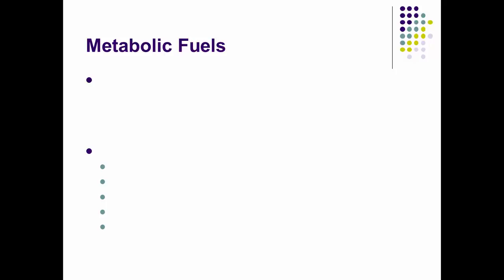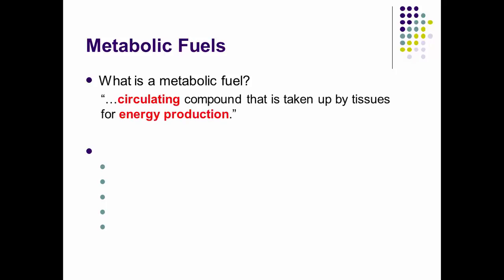First of all, what are the metabolic fuels? The definition is that a metabolic fuel is a circulating compound that can be taken up by tissues for energy production. So two important points to remember: first, a metabolic fuel has to be a circulating compound, meaning it is available in the circulation. And secondly, these compounds can be metabolized to produce energy.